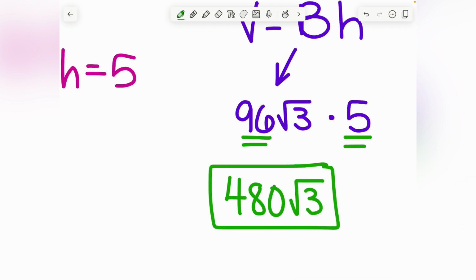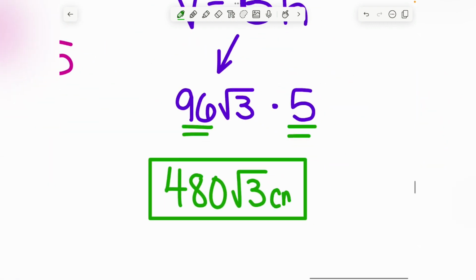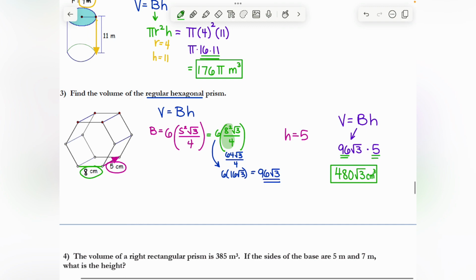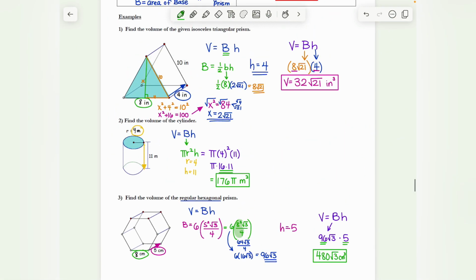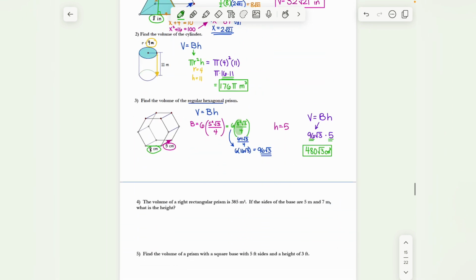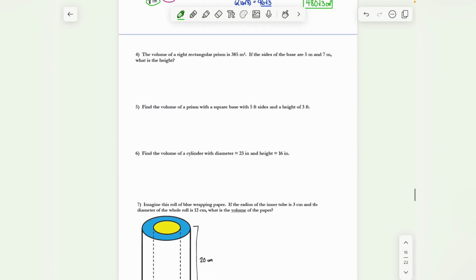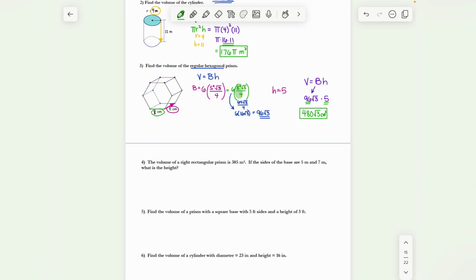There we go. Centimeters cubed. All right, so far we've done 3 examples. Let's do a couple where we have to draw our own picture. And we're not going to do all of these, so I'll probably do 2 more examples and let you guys get to work on your homework.